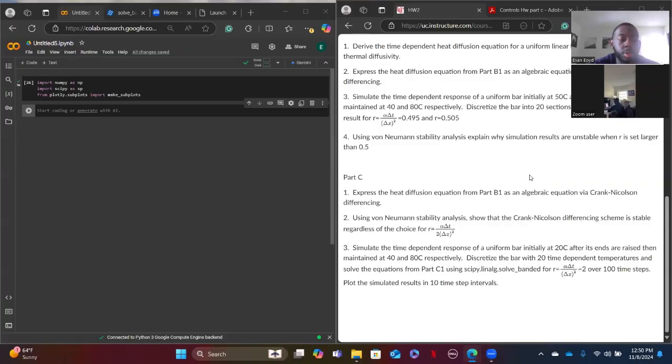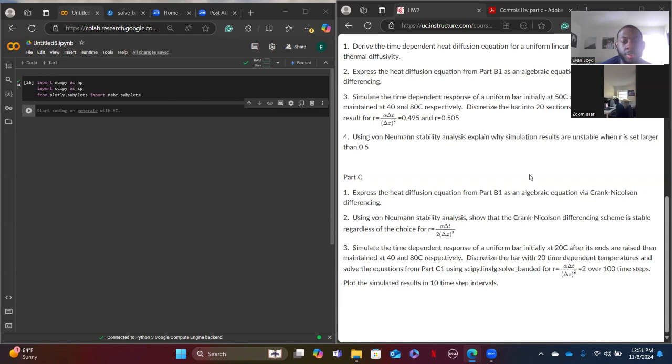This is now the second part, or the third part of part C. The part C Crank-Nicolson heat diffusion equation that we worked on the whiteboard earlier, and we used a von Neumann and also the stability check as well. And now we're just playing all this on Python.